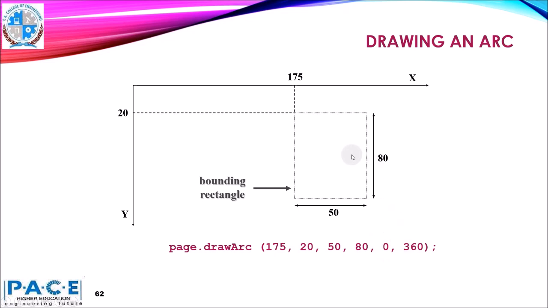So the angle 0 is over here, the angle 90 here, the angle 180 here, and angle 270 here. So we want the starting angle 0. After that we want the arc of 360 degrees. That is, basically we want the full oval over here.